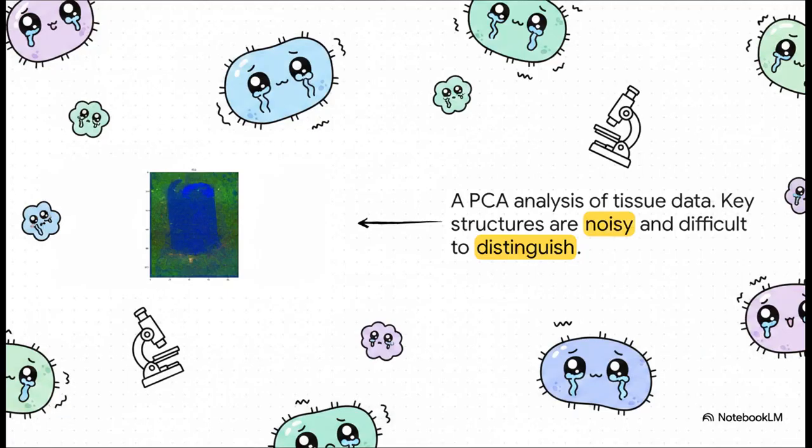And this picture right here perfectly shows the problem. When you run PCA on this tissue data, this is the result. I mean, look at it. The image is noisy, the different parts of the tissue are all blurry, and the really important structures, they're almost impossible to make out. It's just not good enough.